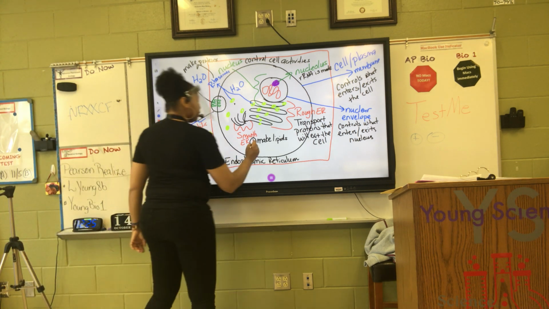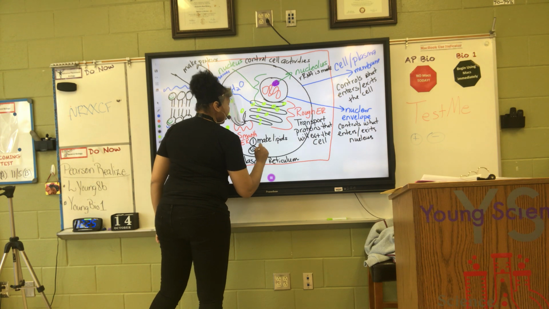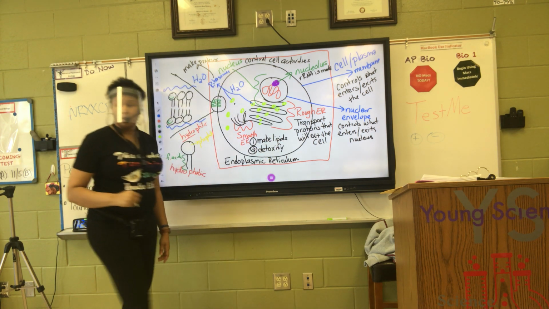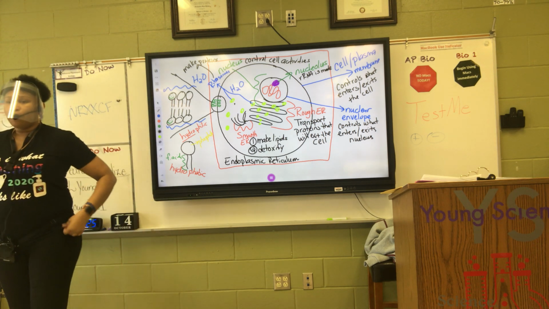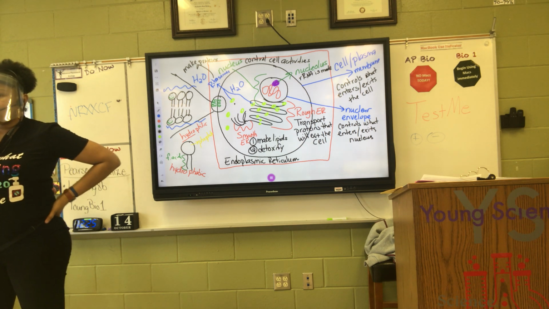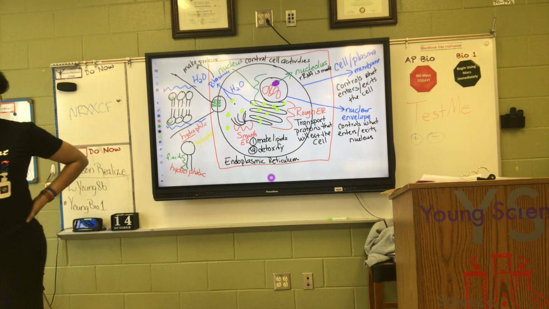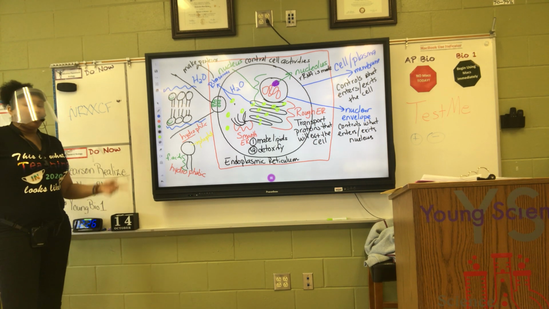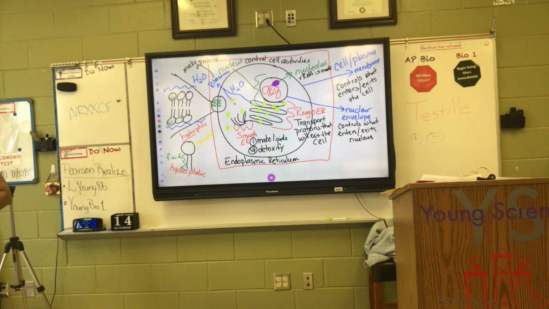Another function of the smooth ER is that it detoxifies poisons and chemicals. Can anybody think of an organ in your body that would have cells with a lot of smooth ER in it? No? The liver. That's right. The organ's job is to detoxify things: alcohol, chemicals, medications, all that stuff that gets in your body. The liver's job is to make them non-toxic.